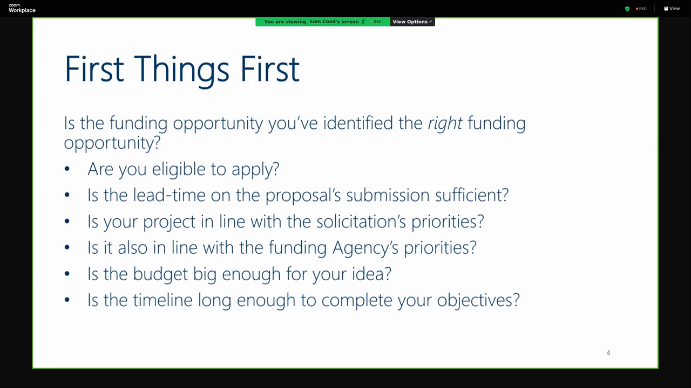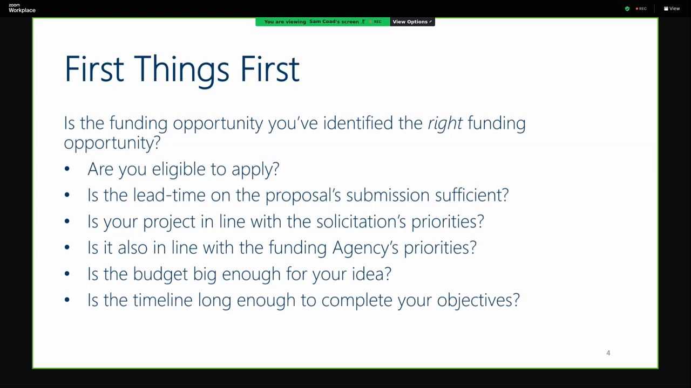Also, another thing to consider is the agency's funding priorities. If a funding agency is a health-based organization, chances are that you're not going to be submitting a proposal to fund sabbatical research into fiction literature reviews. Of course, there could be outliers, but make sure that your idea is in line with the funding agency's priorities.